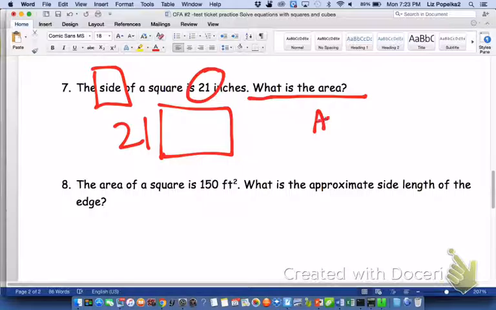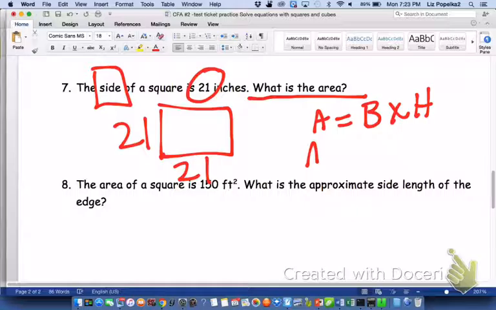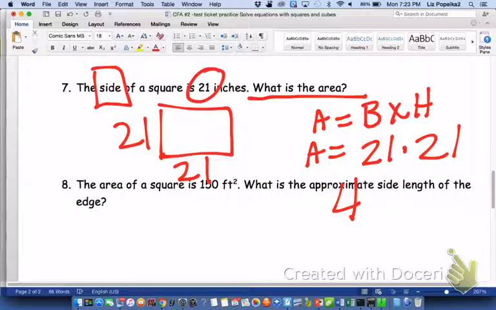Well, to find the area of a square, we do base times height or length times width, depending on what your teacher calls it. Well, because it's a square, the base and the height are the same. So to find that area, I'm going to do 21 times 21, or in other words, 21 squared, and that's going to leave me with approximately 441.